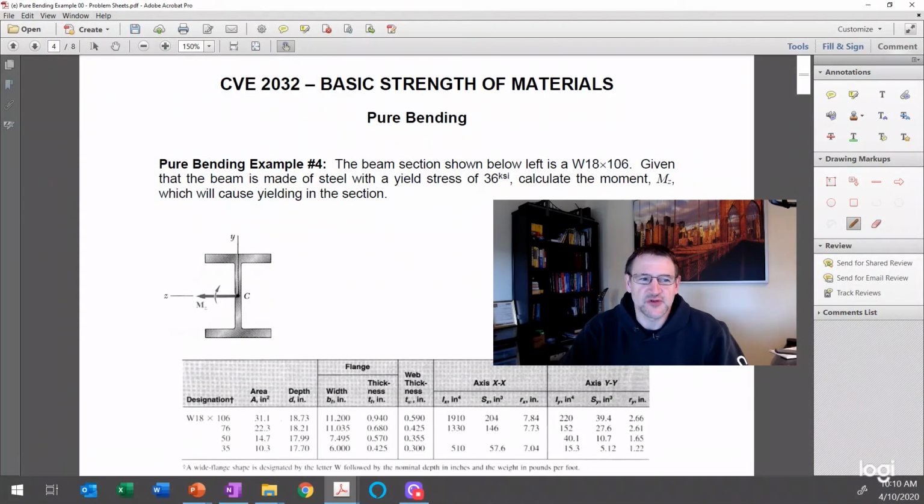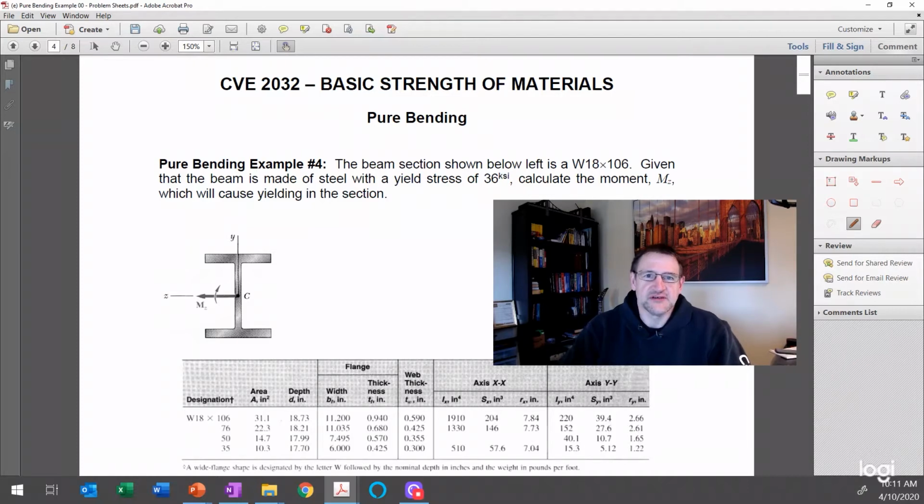Hello, this is pure bending example number 4. This problem reads that a beam section shown below on the left is a W18 by 106. Given that the beam is made out of steel with a yield stress of 36 KSI, calculate the moment M sub Z that will cause yielding in the cross section.